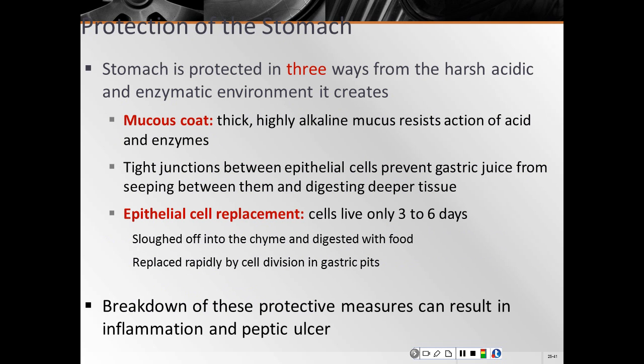Now protection of the stomach from self-digestion is accomplished by three means. What are they? They are the mucus coat, the tight junctions, which I did not highlight, so let me highlight that now, as well as the epithelial cell replacement. When we look at the mucus coat, that mucus coat is a very thick, highly alkaline mucus that coats the stomach and resists the action of acids and enzymes.